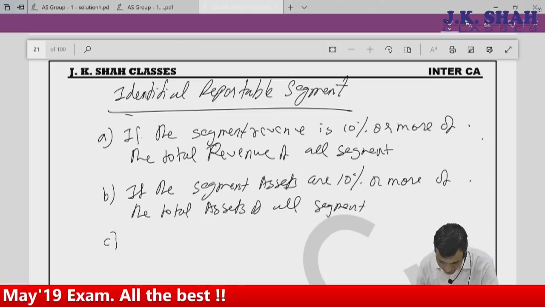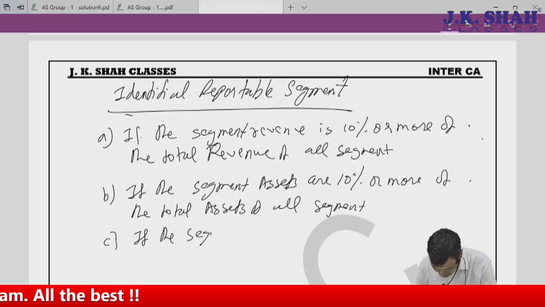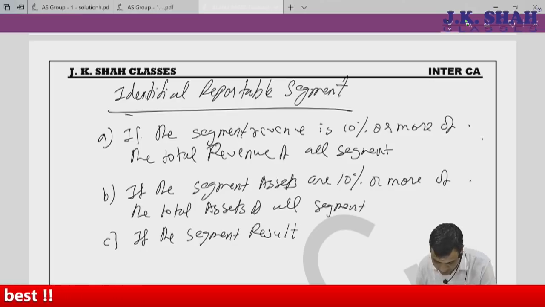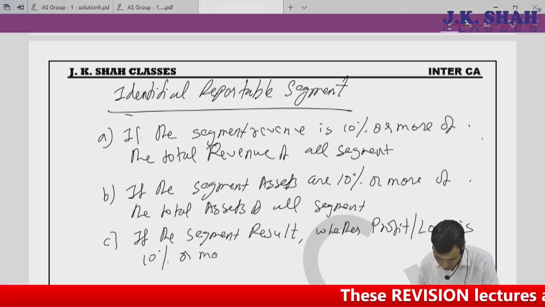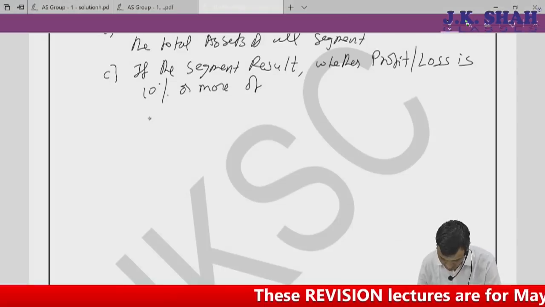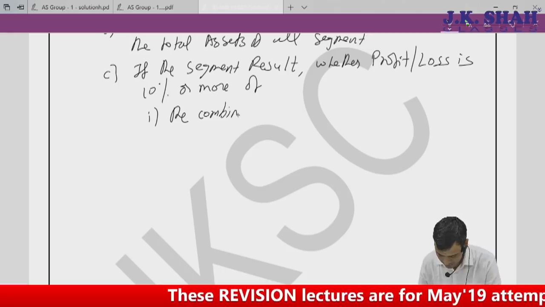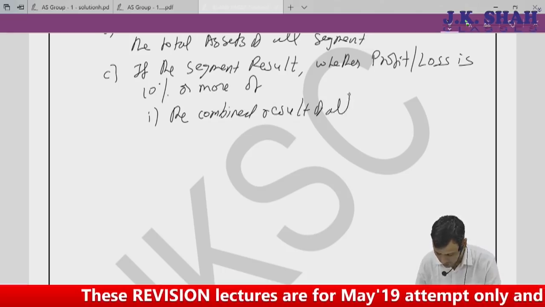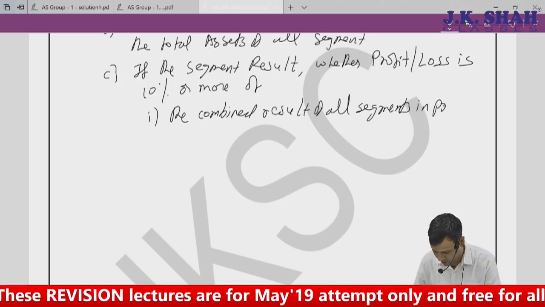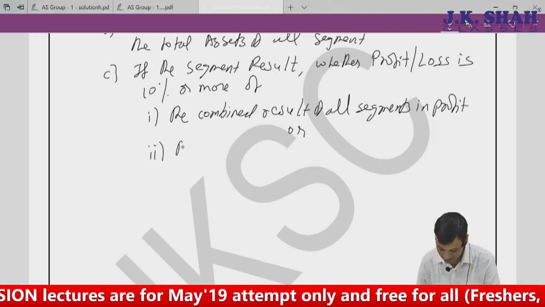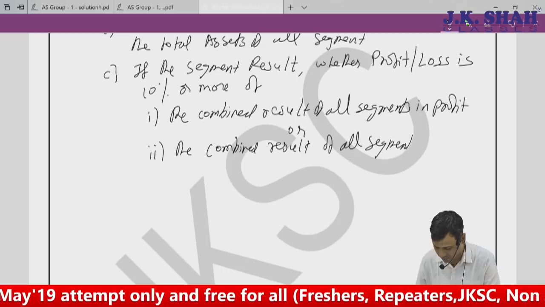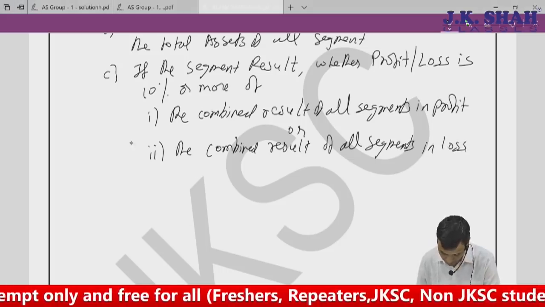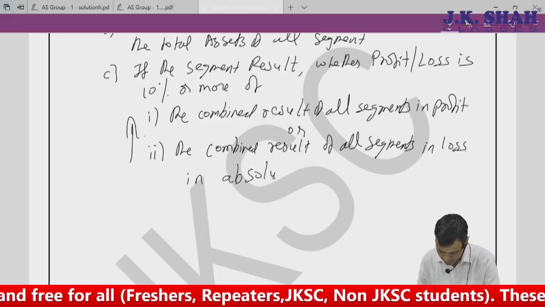The third criteria, very important criteria: if the segment result, of course it may be a profit or it may be loss, is 10% or more of the combined result of all segments in profit, or the combined result of all segments in loss, of course whichever is higher in absolute terms.